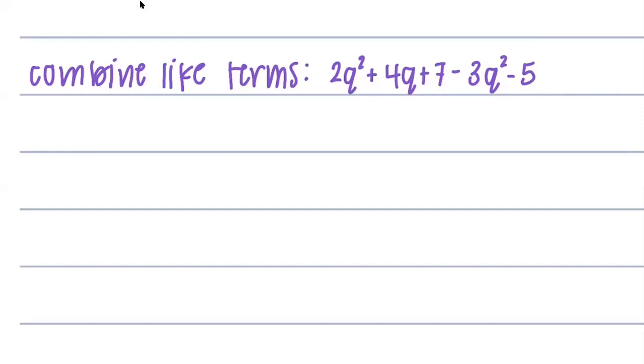So the first thing he's doing is working on the q squared. So he's doing 2q squared minus 3q squared, which is negative q squared. He's saying the 4q stays the same because nothing else is just 1q. So he's right about that. So you just have 1q, which is right here. And then he's working on the constants, 7 and 5. 7 minus 5 is positive 2. So that is your answer.